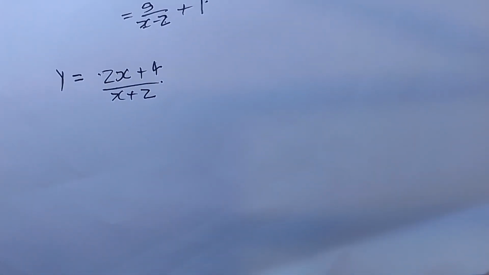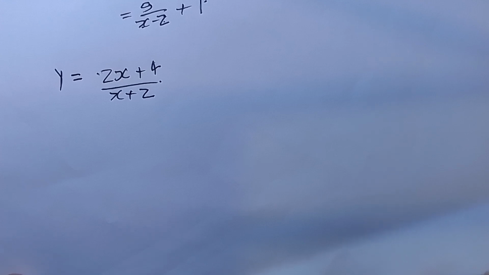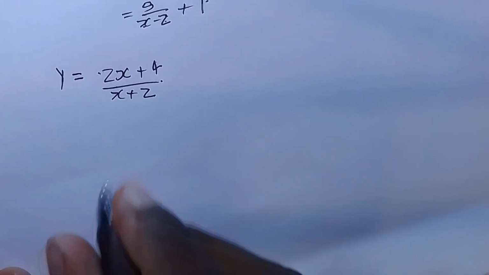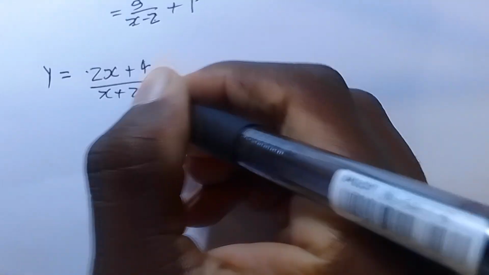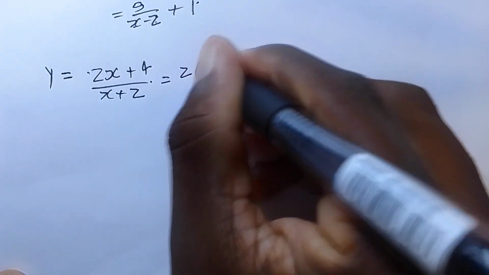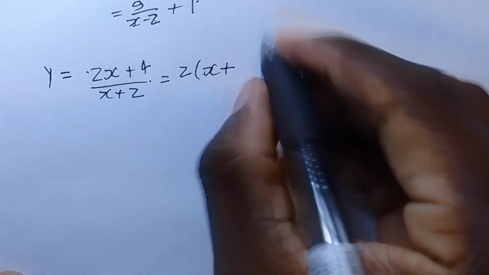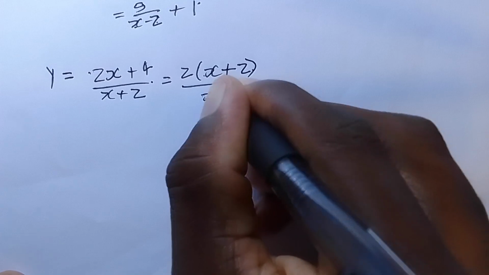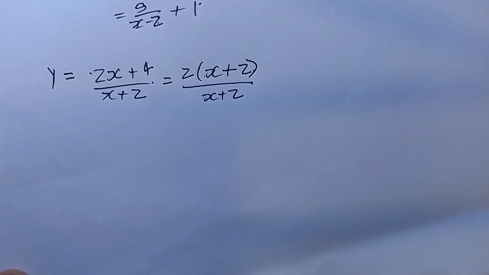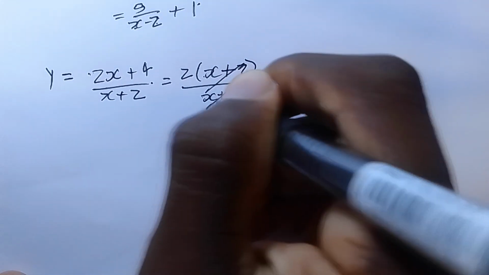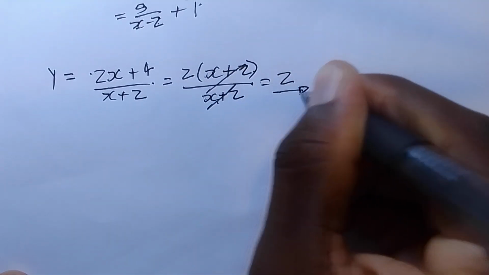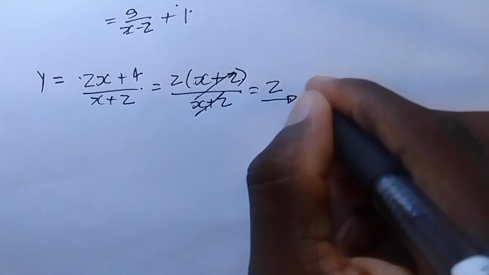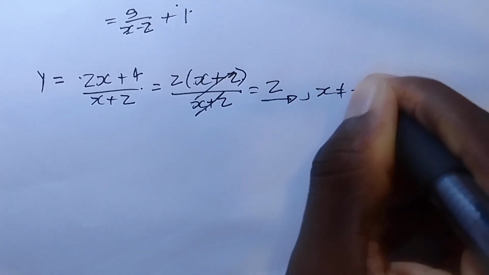So for this one, whenever you have a coefficient in front of x, you take it out as a common factor first. So if you take out 2 as a common factor, you have x plus 2 inside, and then on the denominator you have x plus 2. Okay, that worked out not the way I expected. Basically this is going to cancel and you're going to have 2 as your answer. So y is equal to 2 where x is not equal to negative 2.